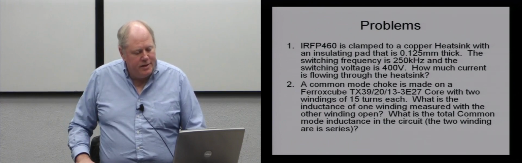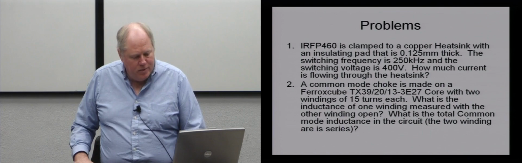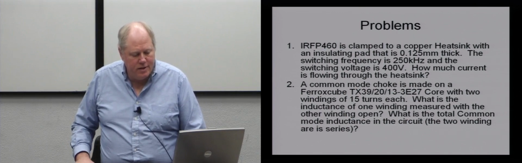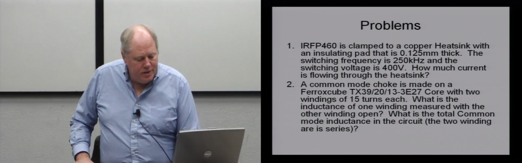The second one is, if you take this core, which if you do a Google search, I think you can get a data sheet for, and put 15 turns, or two 15-turn windings, on to make a common mode choke, how much inductance will you get?